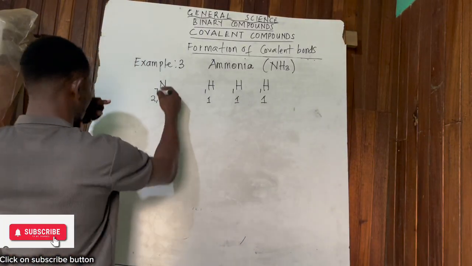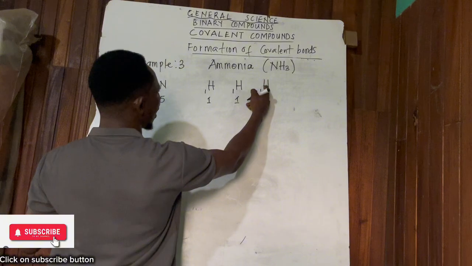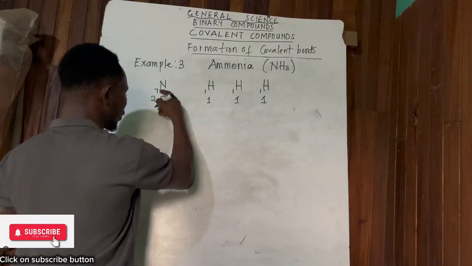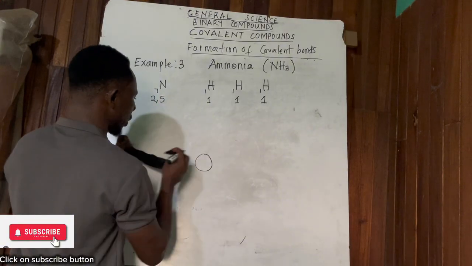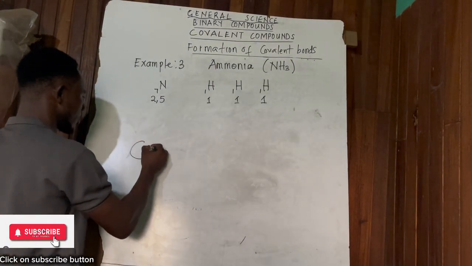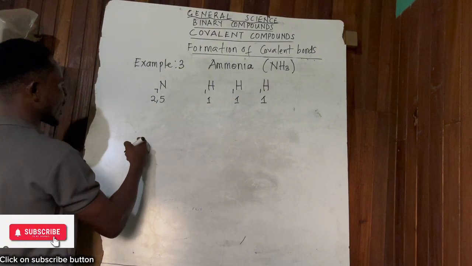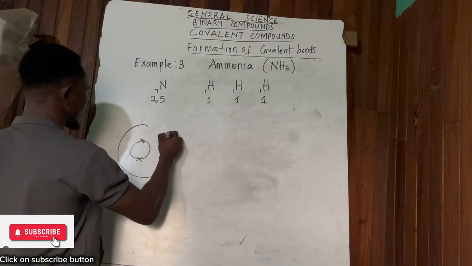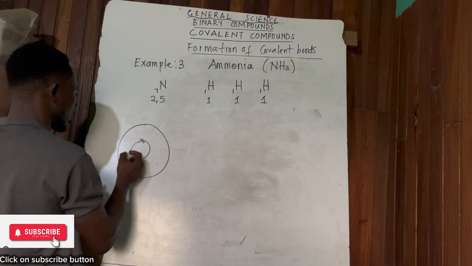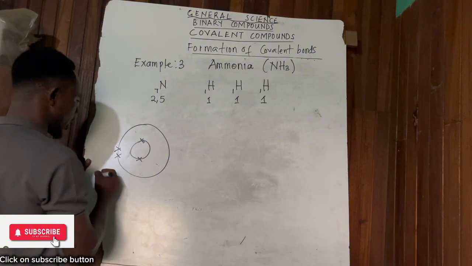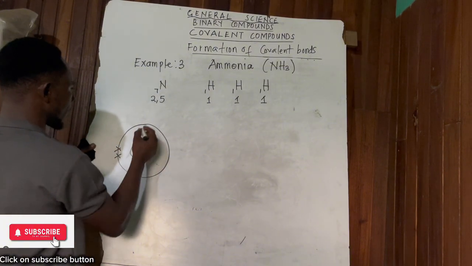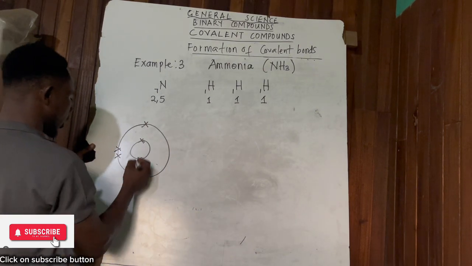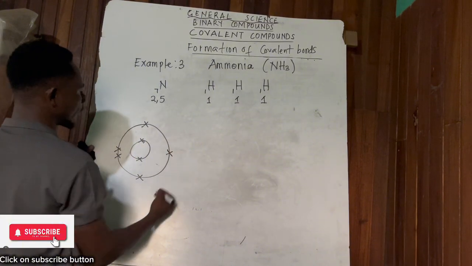So let's draw for nitrogen. Now, since there are 3 hydrogens here, let's draw for the first nitrogen. So let me bring it here. 1, 2 for nitrogen. We are drawing for this. 1, 2, then 5. So let me draw 1, 2 here. Then 5. There is 1, 2, 3, 4, and 5.